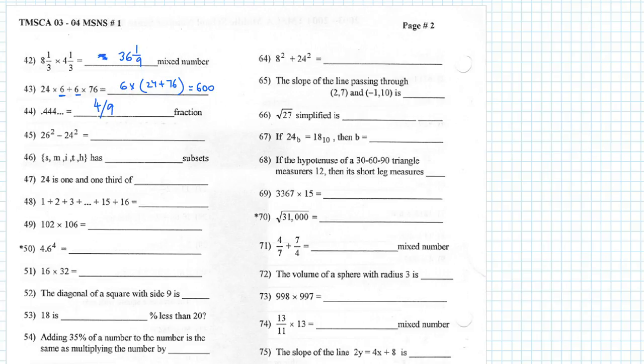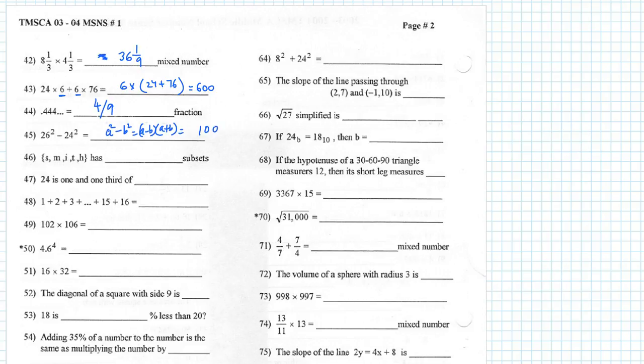Question 45. 26 square minus 24 square. So you need not find the square of these numbers over here and then take the difference. One way to do it very easily is to use the formula a square minus b square is equal to (a minus b) times (a plus b). So a minus b is 2 and a plus b is 50. So the answer is going to be 2 times 50, which is 100.